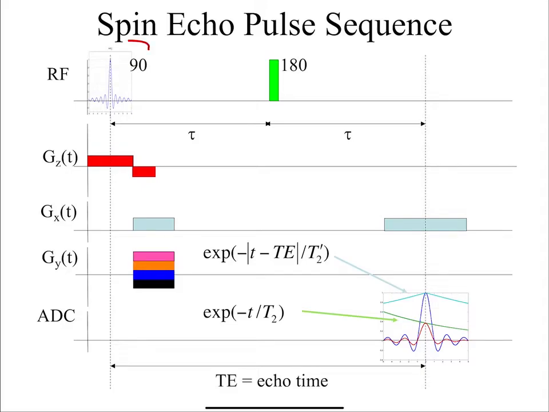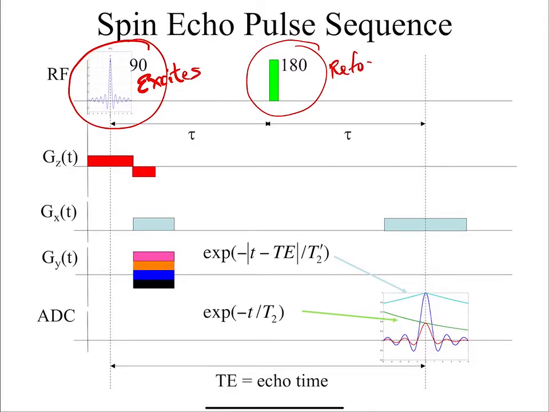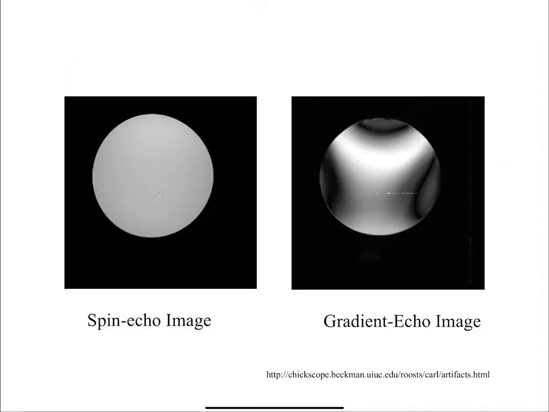So we have, in this case, a 90-degree pulse that does the excitation, and this does the refocusing. So this excites, and this refocuses. All right. And so what you end up with is, this is a gradient echo image here, which has these sort of signal dropouts due to those field inhomogeneities. And if you apply spin echo, they magically go away because we refocused all those effects.